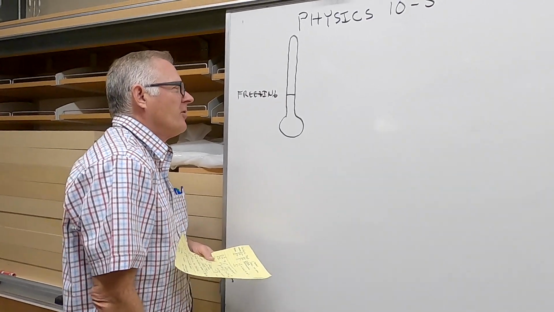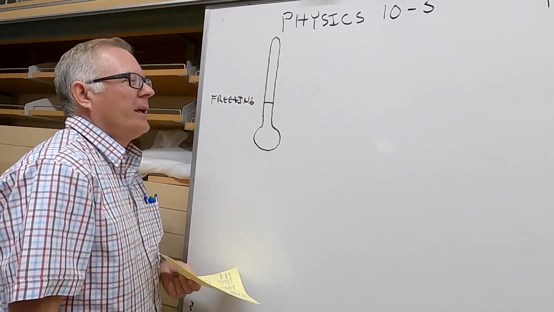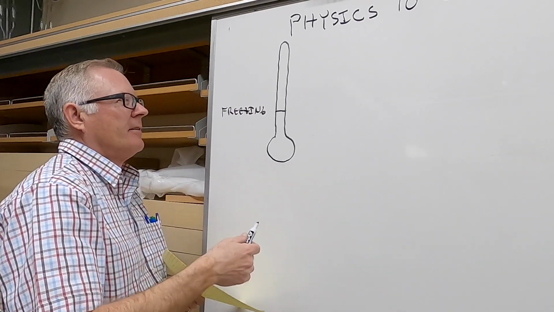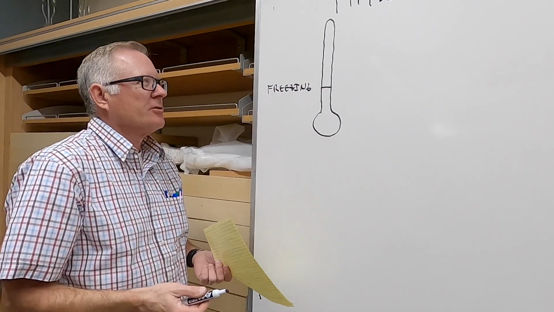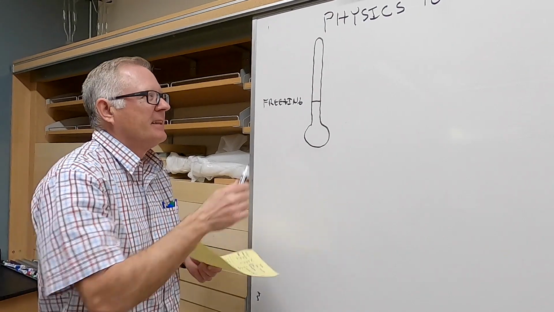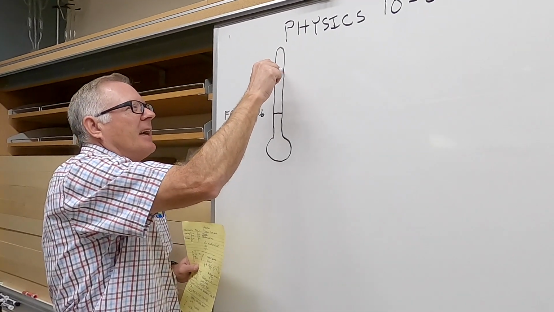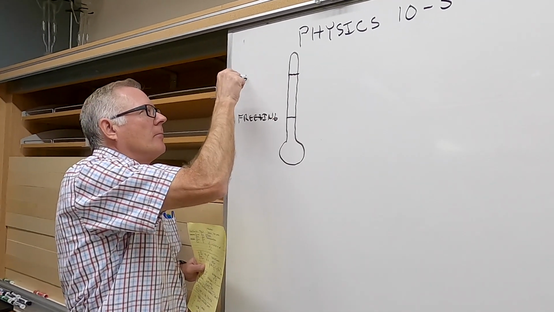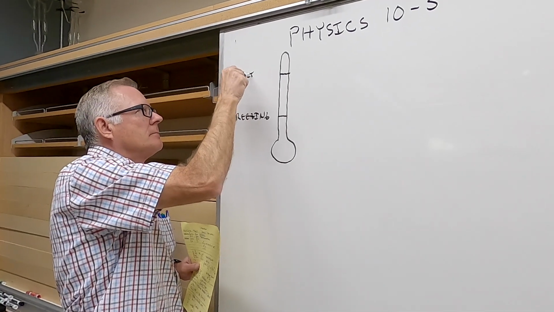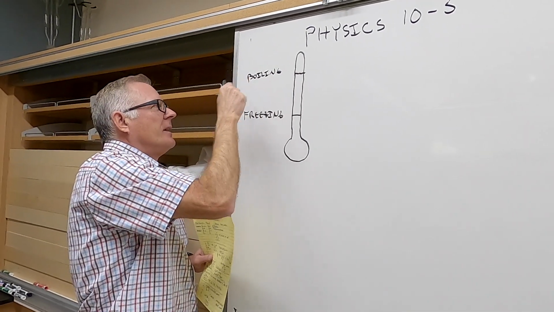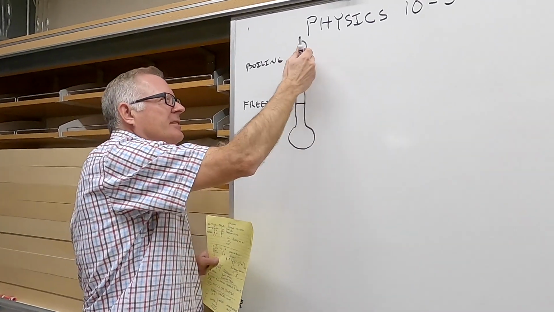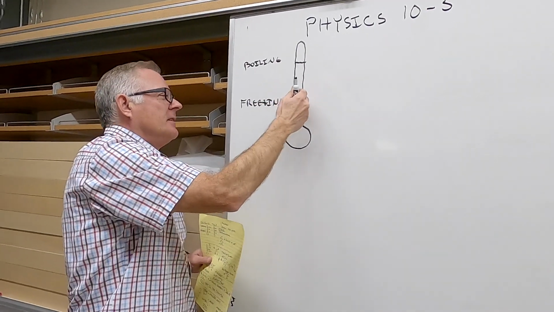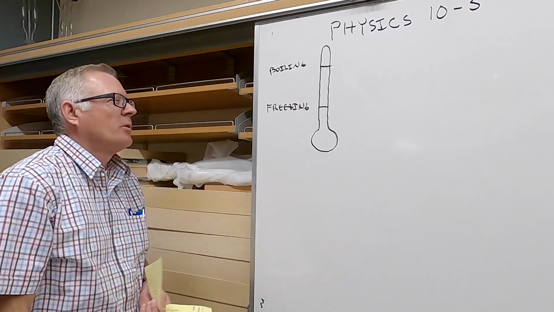We could also look at the boiling temperature right here. Now, when we're talking about boiling, it depends on the pressure. So when I say boiling, I mean at sea level. So let's just say that is the boiling point. Now, we can assign a number to these two values. It doesn't matter right here which one we pick.